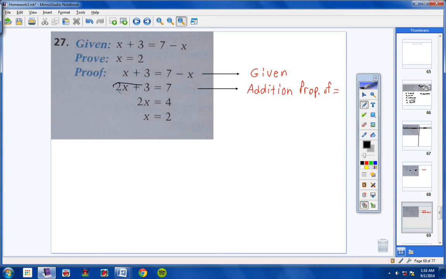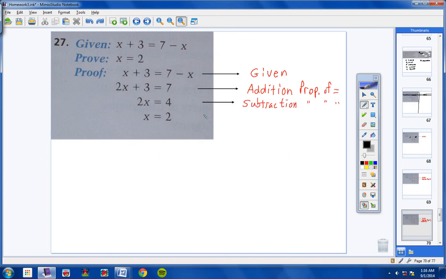And then we went from here to here. Now, how did we do that? Well, it looks like we subtracted 3 from both sides, does it not? And if we subtracted 3 from both sides, we would call that the subtraction property of equality, okay? And then last, we went from here to here. It looks like we divided both sides by 2, so we're going to call that the division property of equality, okay?